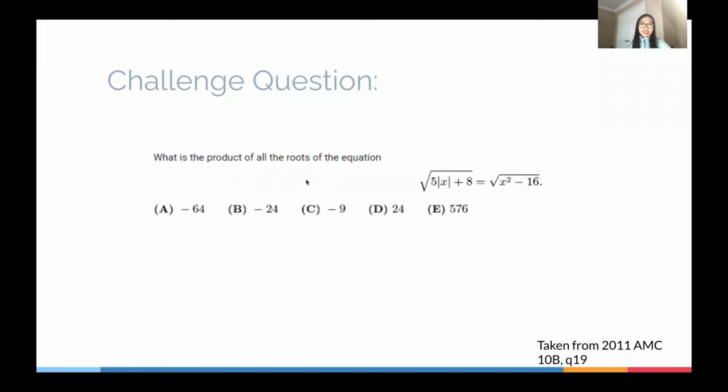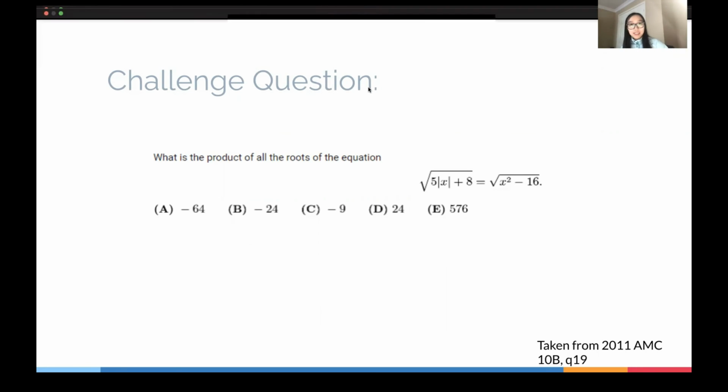All right, so now we have a few challenge questions because we still have a few minutes. This was taken from 2011's AMC 10B, and it is question 19. After learning all of those different lessons or components, you should be able to solve these questions. So we will give you a little time to do so.